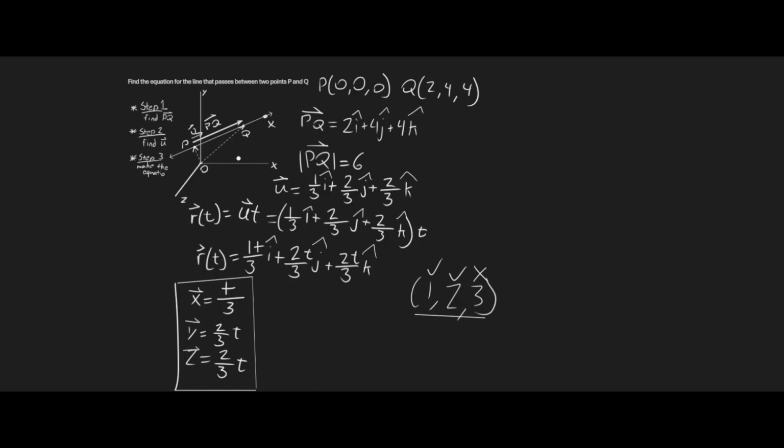Just to recap, the steps to finding an equation for a line are to find the vector between the 2 points, then find the unit vector by dividing it by its magnitude. Then you combine a starting point with the unit vector to make the equation for the line. Finally, you can either write it in this form, or you can write it in 3 different equations where each component relies on t. And if you want to plug in a point, you can test it by plugging the values into these equations.